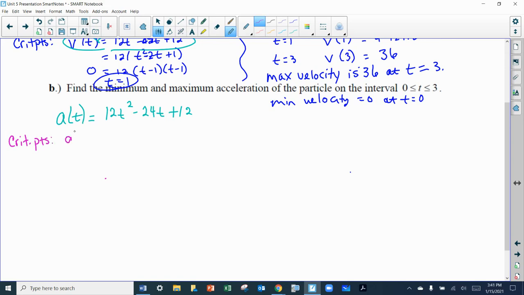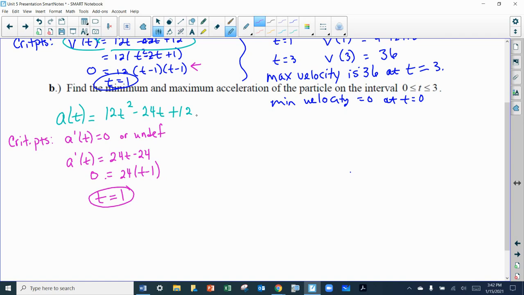If I'm getting my critical points, that's going to come from a prime of t equals 0 or undefined. And I don't want to have factored form to take a derivative. That just forces me into product rule. So taking the derivative of a, I get 24t minus 24. That's easily factorable. 24 times (t minus 1). Set it equal to 0. t equals 1. I have a critical point.